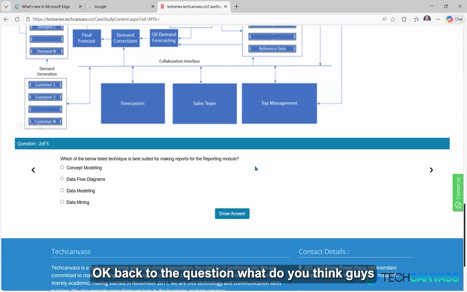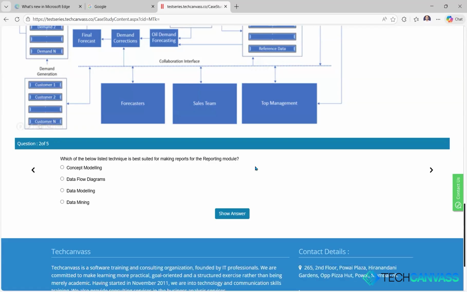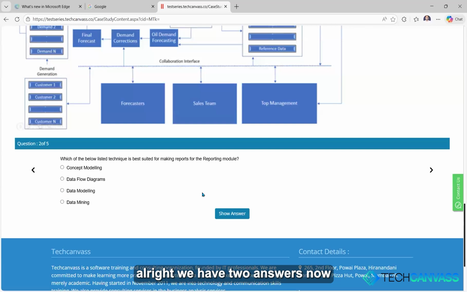Back to the question. What do you think, guys? Data mining. Data mining. Okay. Data modeling. All right. We have two answers. Now, because we have two conflicting answers, can we eliminate the big no-nos here? For reporting, do we use a data flow diagram? We can eliminate. Okay, fair.